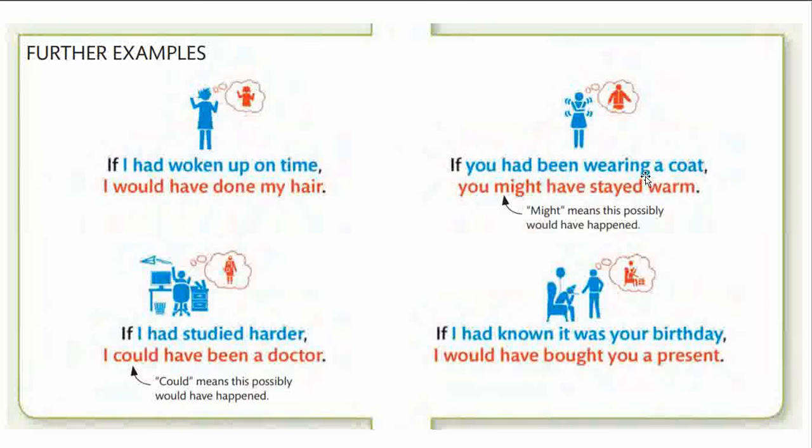If you had been wearing a coat, you might have stayed warm. Now, because the person was not wearing a coat, the person could not stay warm. Might is a possibility that would have happened. If I had known it was your birthday, I would have bought you a present. Because the person did not know it was his birthday, that's the reason the present was not bought.